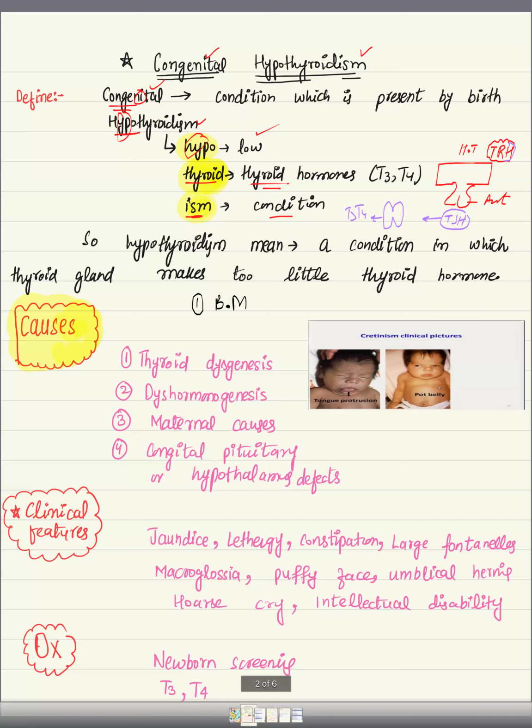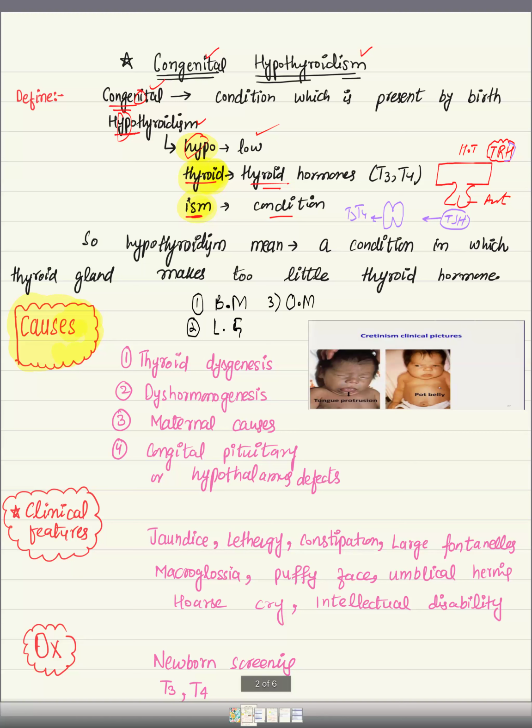Then the second important function is linear growth of the baby. So it is also important for linear growth of the baby. And the third important function is that it is required for organ maturation. And that point we will see, especially when we discuss the clinical features. So just remember, these are the functions of thyroid hormone in babies. In adults also, it participates in organ maturation. So these are the three important functions.